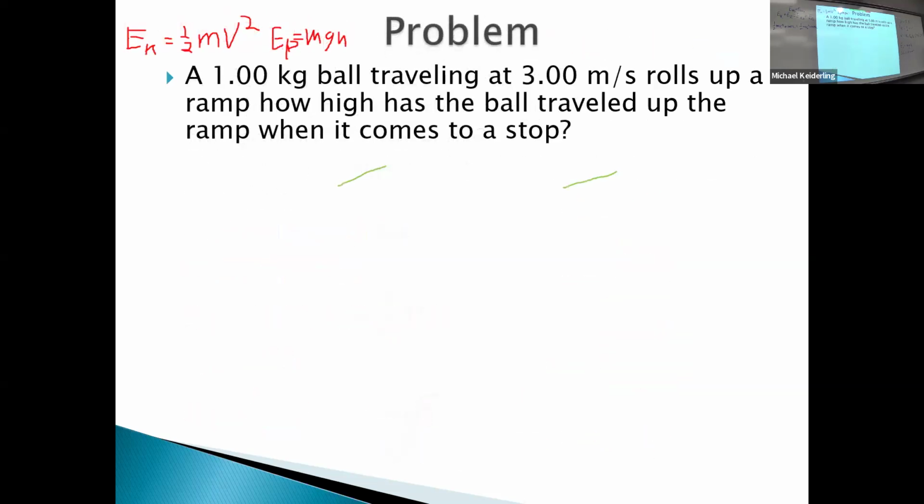You have a 1 kilogram ball traveling at 3 meters per second. So here we're starting with kinetic energy. It rolls up a ramp. How high will the ball travel up the ramp when it comes to a stop? So we have a 1 kilogram ball traveling at 3 meters per second, and it rolls up a ramp. So how high will it roll up the ramp when it comes to a stop? So here we're going from kinetic energy, a 1 kilogram ball moving at 3 meters per second, to potential energy.